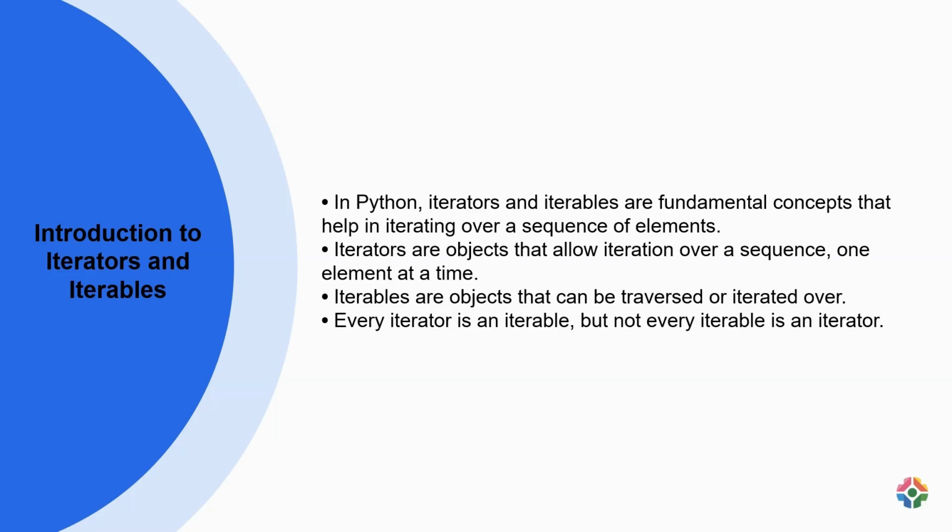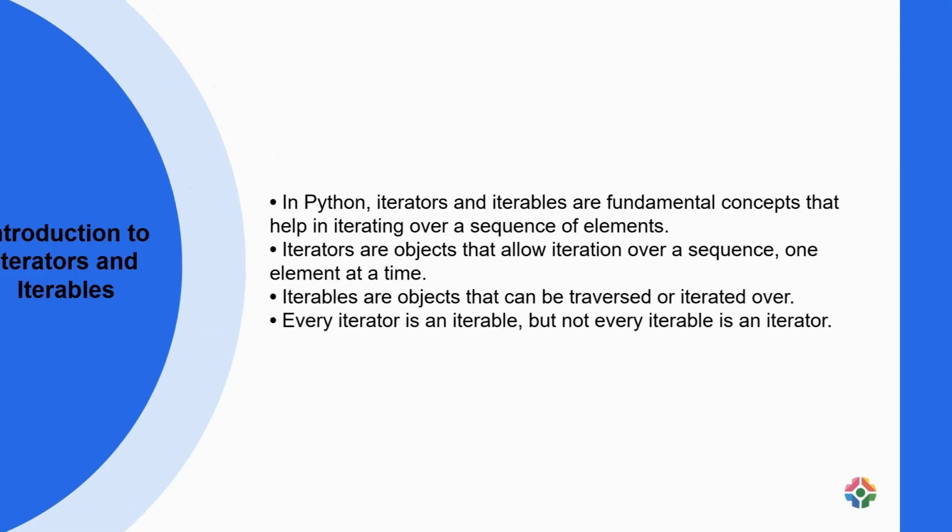It is vital to note that every iterator is an iterable, but the reverse is not always true. For instance, a list is an iterable as it can be iterated over using a for loop, but it is not an iterator. In contrast, the iter function can convert an iterable, like a list, into an iterator.